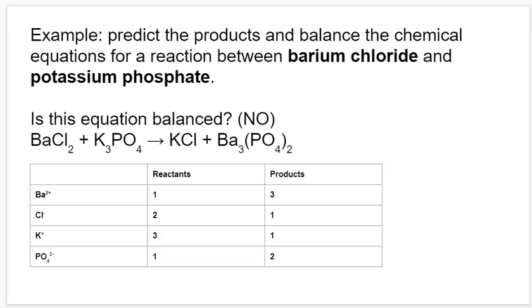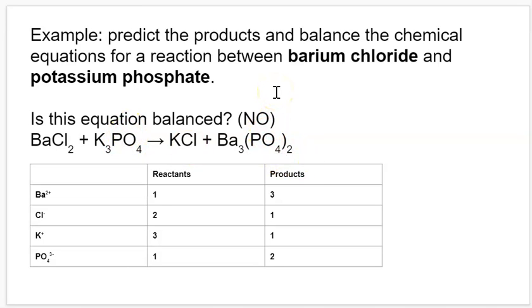Well, let's make a table and find out. On the reactant side, we have 1 barium, but on the product side, we have 3. On the chloride side, we have 2 chlorides, and on the product side, we have 1. For potassium, on the reactant side we have 3 potassiums, and on the product side, we have 1. And for phosphates, we have 1 on the reactants and 2 on the products.